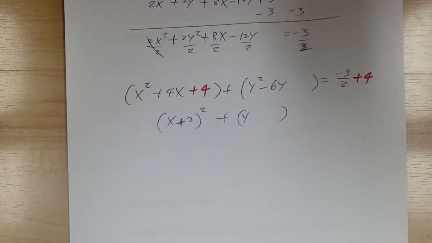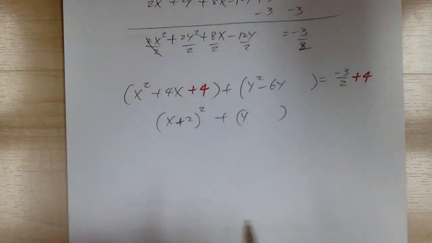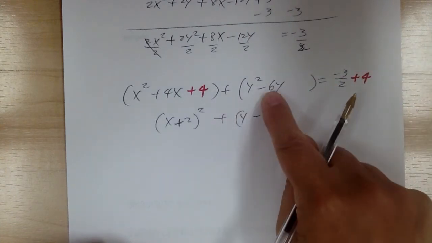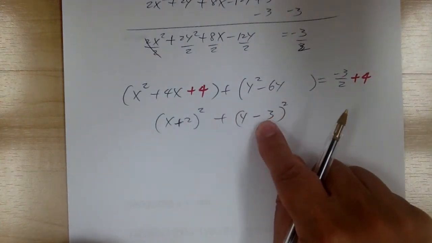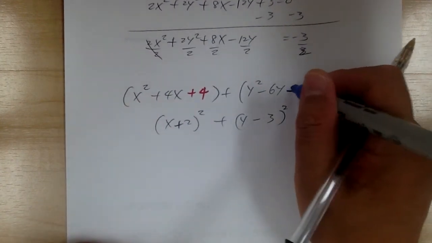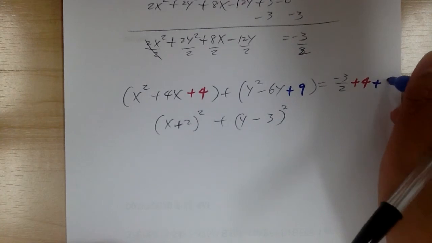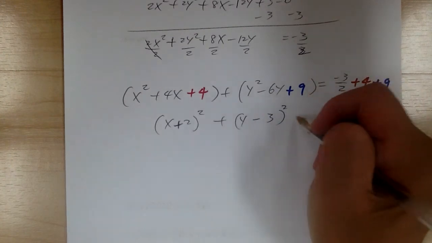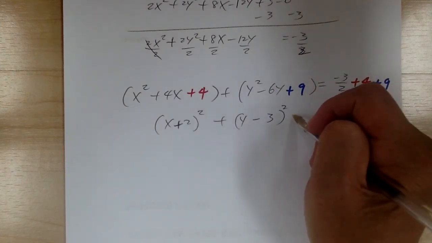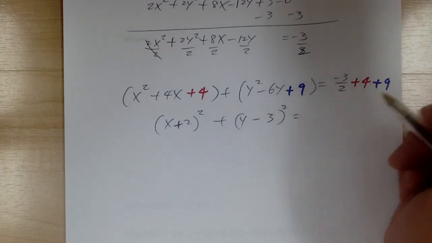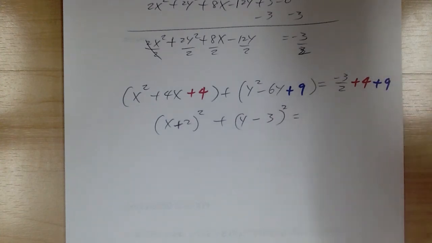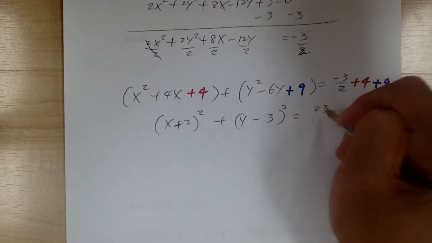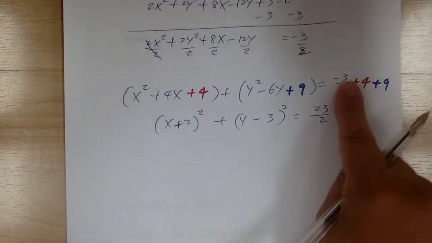And then after that, this is the same thing. To get negative 6y, you need minus 3. So you need minus 3 to get this minus 6y. But to get minus 3 here, you're going to have a plus 9. And if you plus 9, you need to get plus 9 over here. Then this will equal, now you have to add all this together, you get 23 over 2. You add it together, you get that.